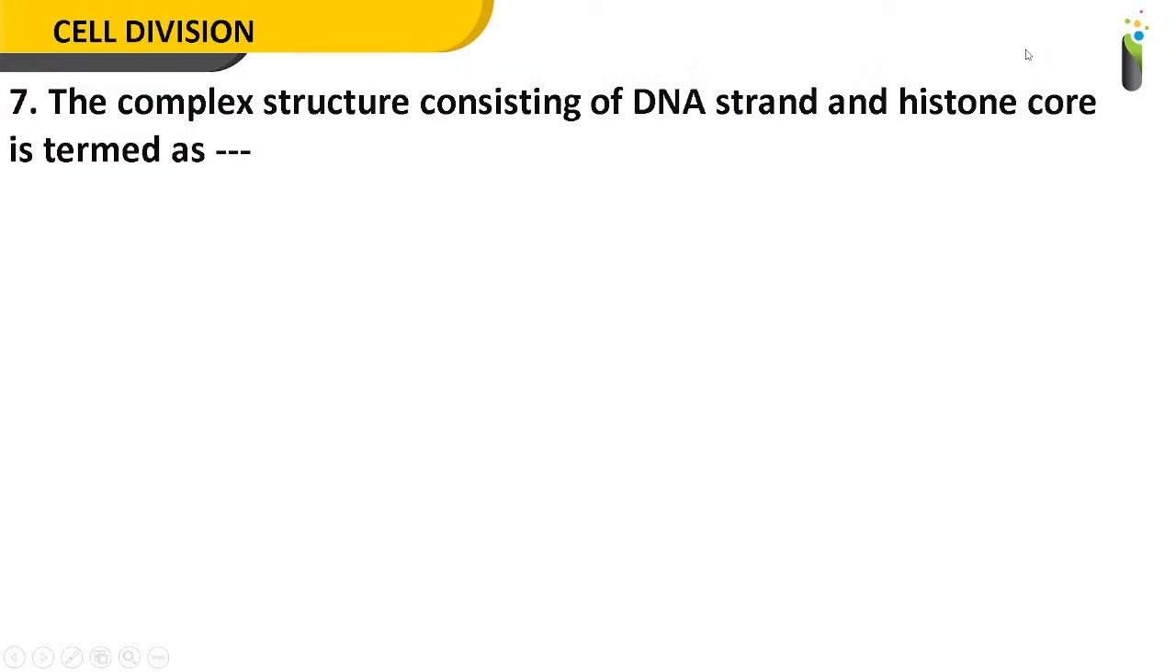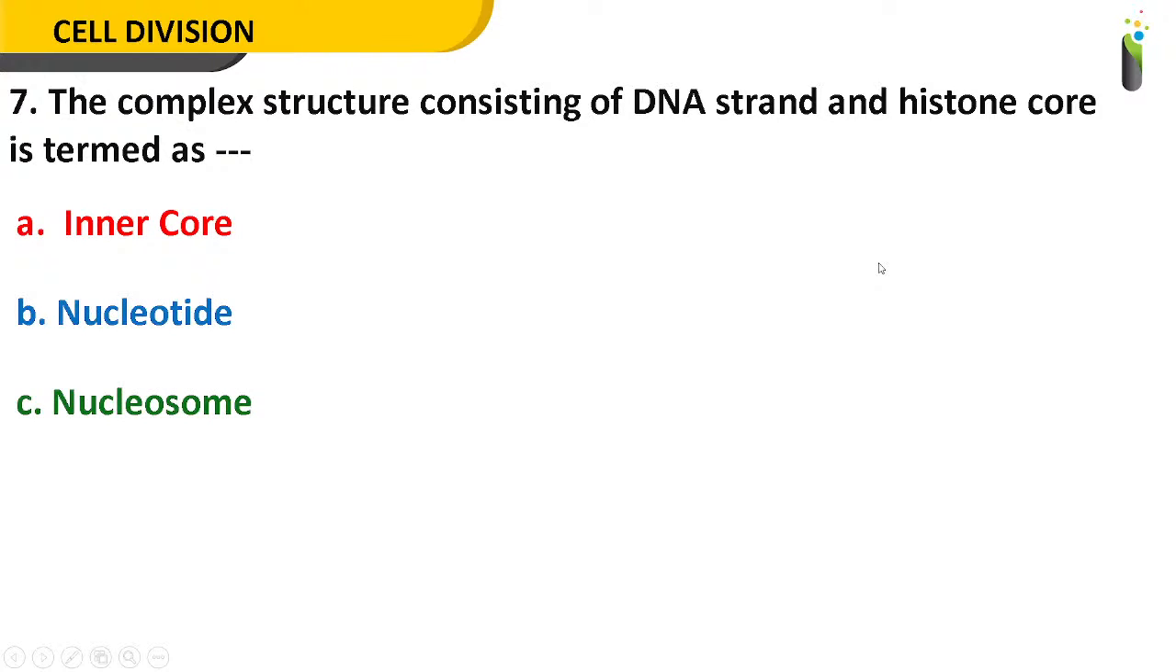Coming to the next question, number 7. The complex structure consisting of DNA strand and histone core is termed as dash. A. Inner core. B. Nucleotide. C. Nucleosome. D. Chromosome fiber.